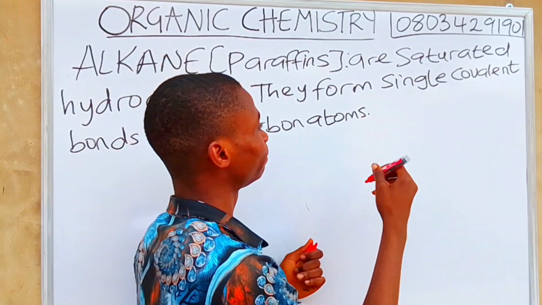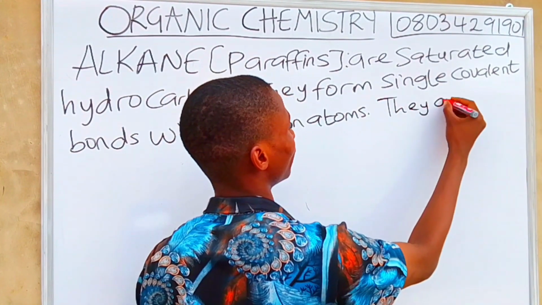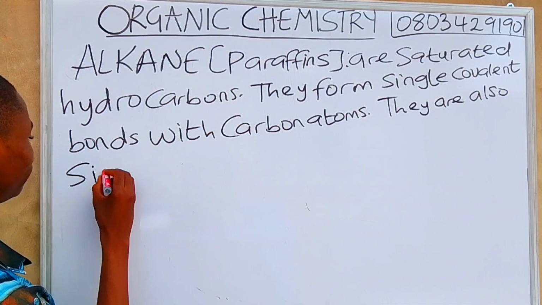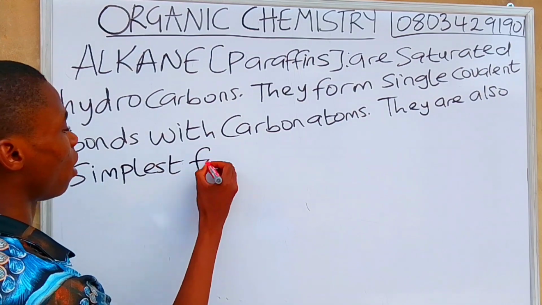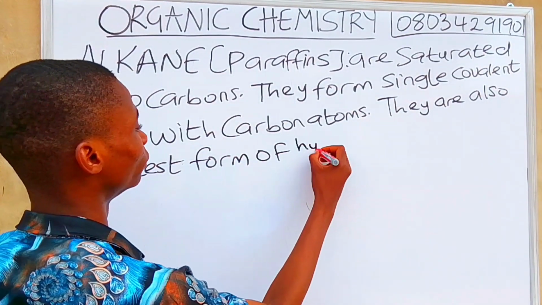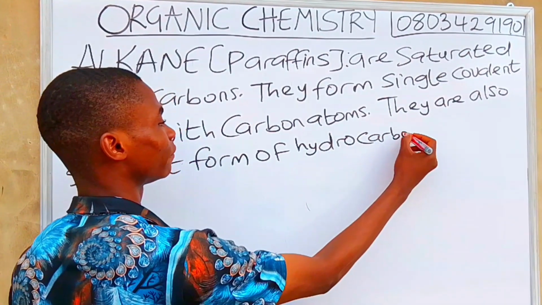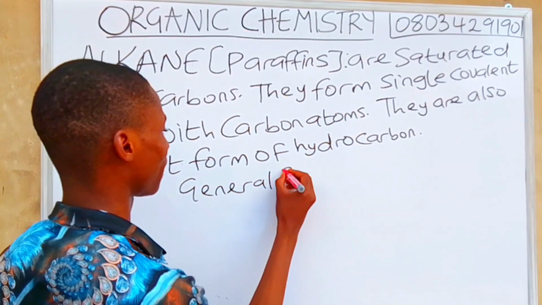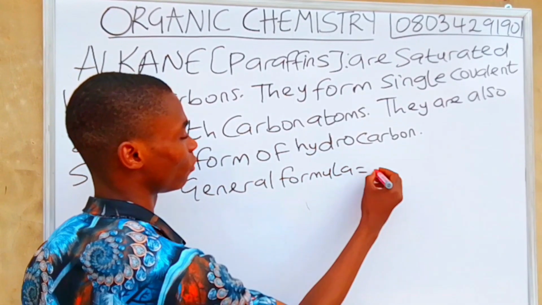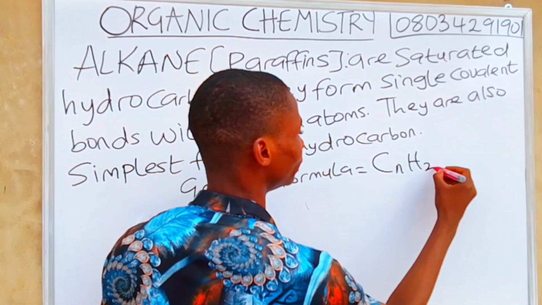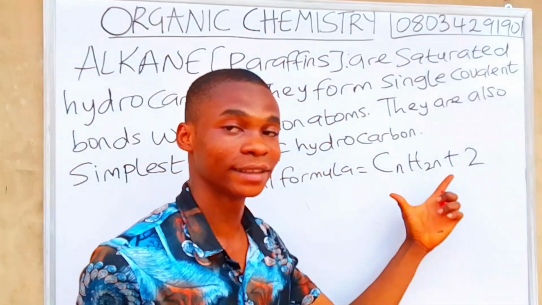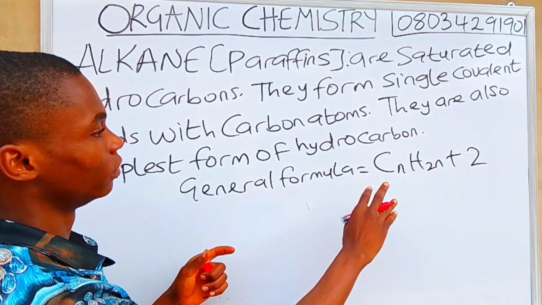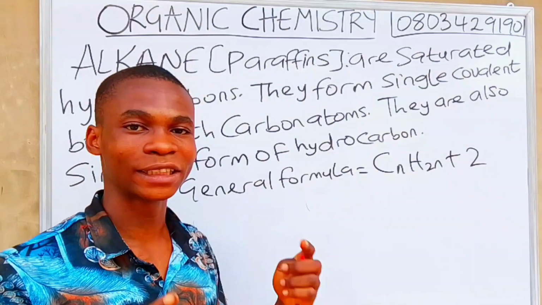Alkanes are also the simplest form of hydrocarbon, and their general formula is CnH2n plus 2. I already mentioned this earlier. So now the next thing is to list out the first 10 members of alkane.